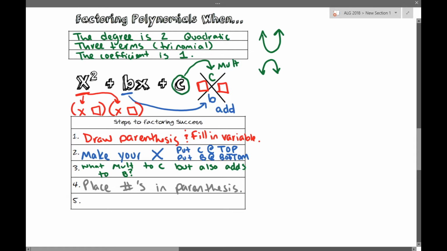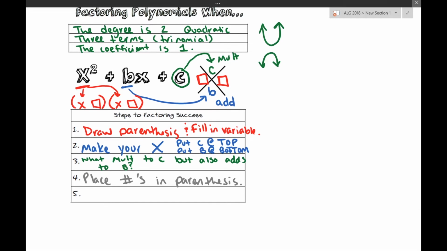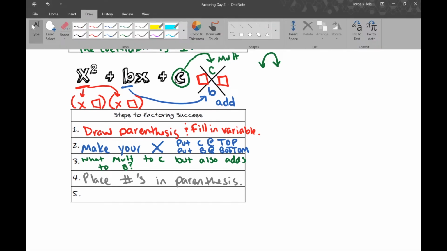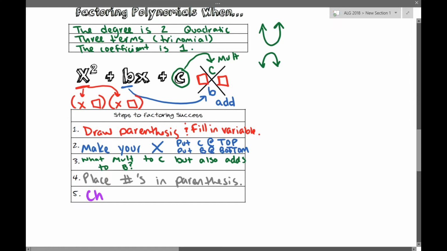Okay. Last but not least, always remember to check your work. So check your work. And you can do this by just doing either the box method or the FOIL method. Just check your work. Okay, that's supposed to be a check mark. Didn't work out, but it's okay.